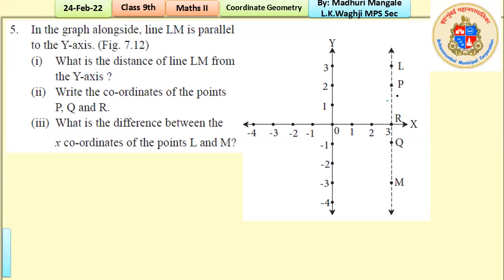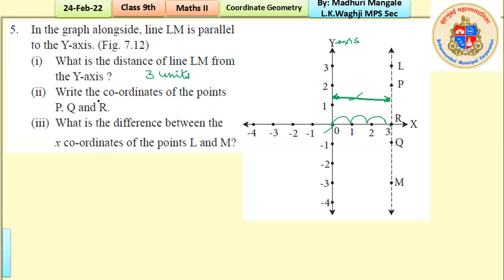Clearly you just have to look at the graph. This is the y-axis and then this is the given line LM. We just need to find the distance between them. That is the distance between 0 and 3. It's 1, 2, 3. So the distance here is 3 units.